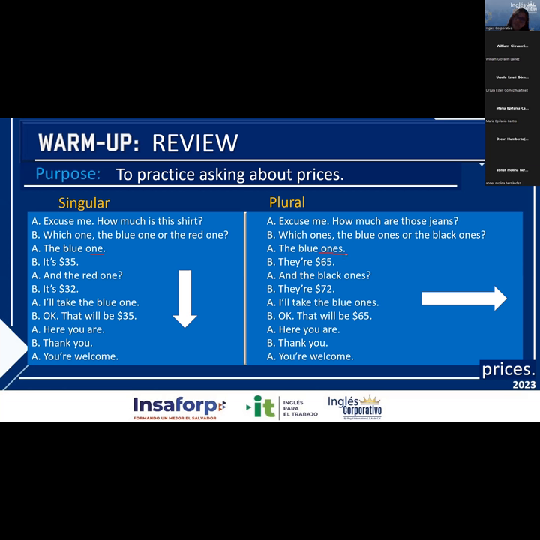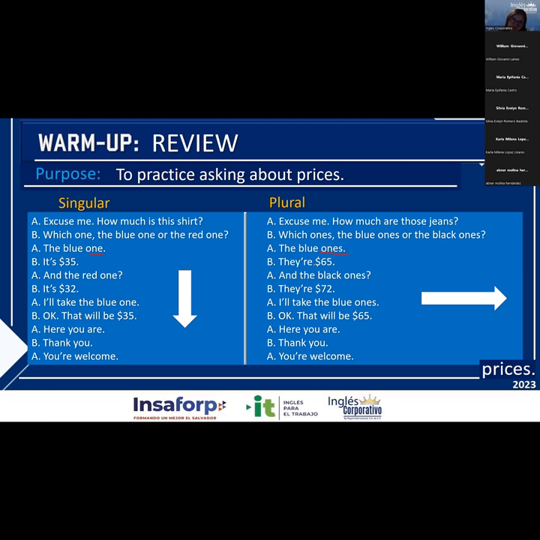Okay, repeat after me. Excuse me. How much is this shirt? Which one? The blue one or the red one? The blue one. It's $35. And the red one? It's $32. I'll take the blue one. Okay, that would be $35. Here you are. Thank you. You're welcome.